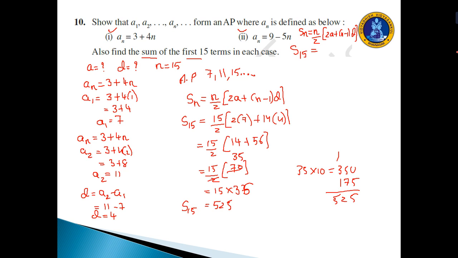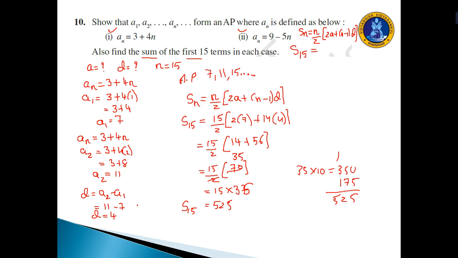So you will see that हम लोग एक एक sum explain कर रहे हैं, and every time I am explaining in a proper way. First, we have to get the arithmetic progression 7, 11, 15. Put n is equal to 1 to find A1, put n is equal to 2 to find A2, and the difference we can find by A2 minus A1. Then applying this formula in Sn, we get Sn is equal to 525.